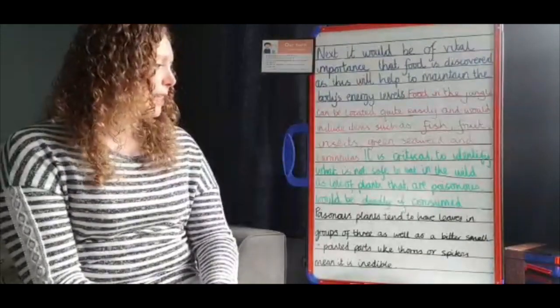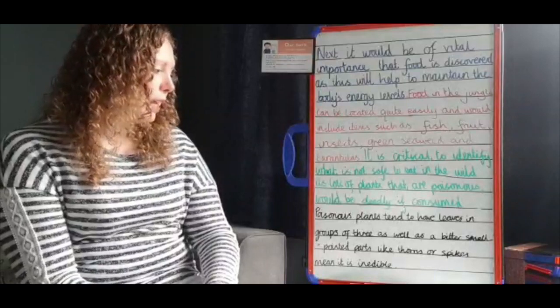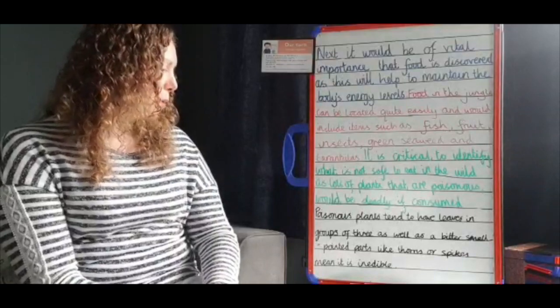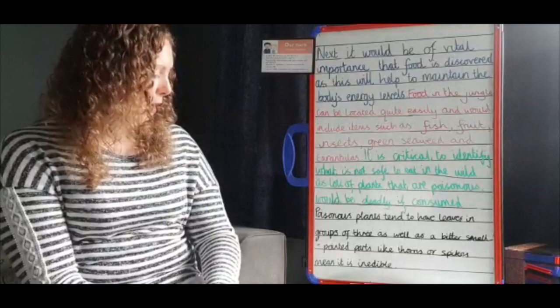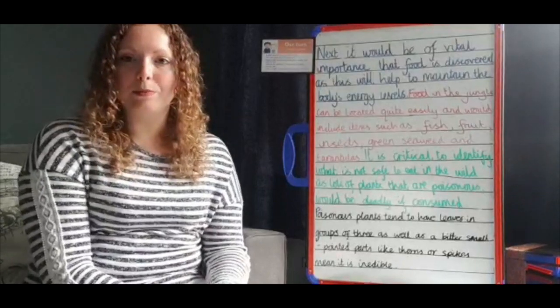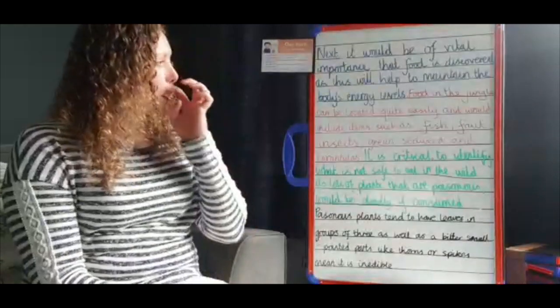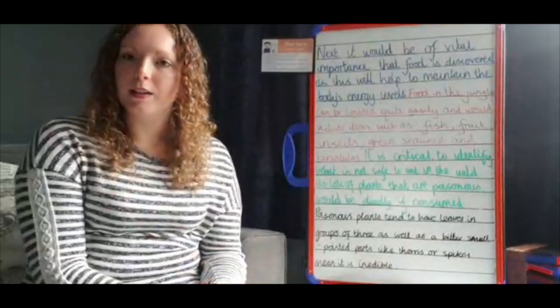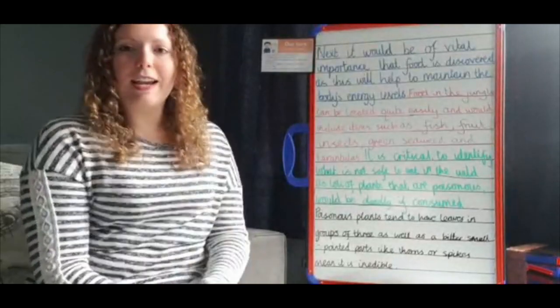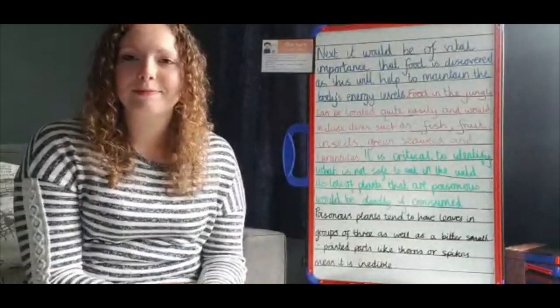Poisonous plants tend to have leaves in groups of 3, as well as a bitter smell. Pointed parts, like thorns or spikes, mean it is inedible. Okay, so I'm quite happy with my work, but I think there are a few things I need to fix.